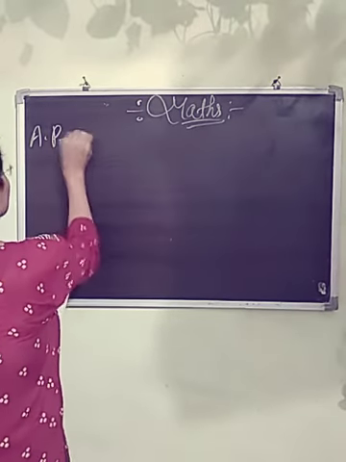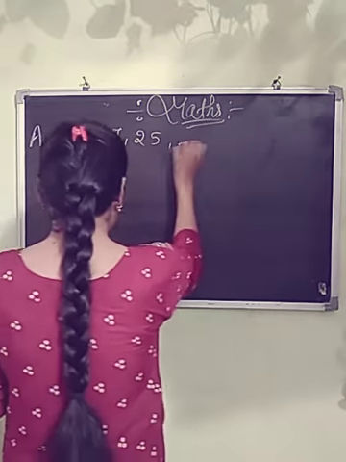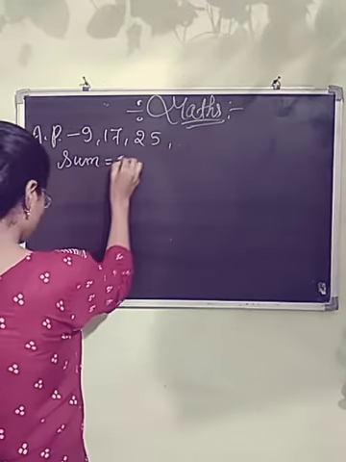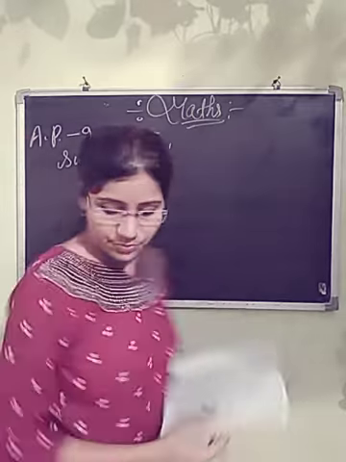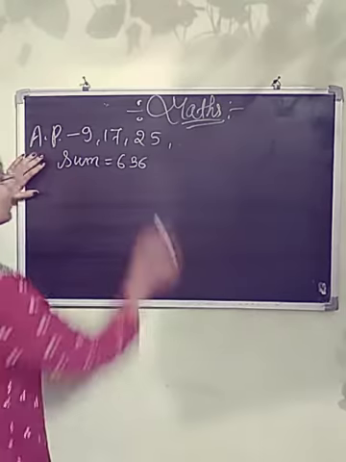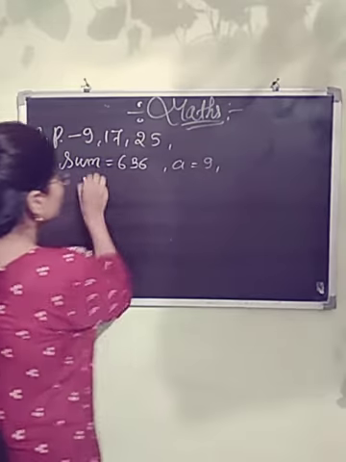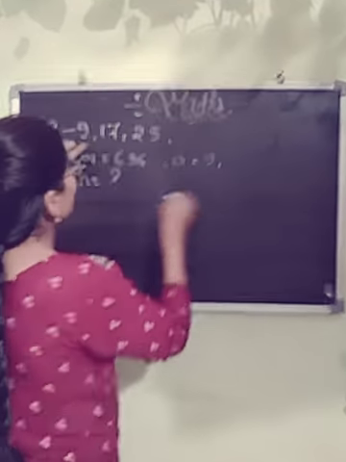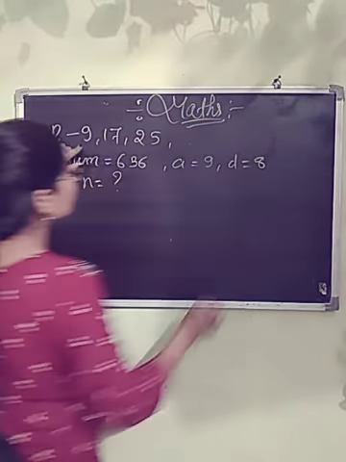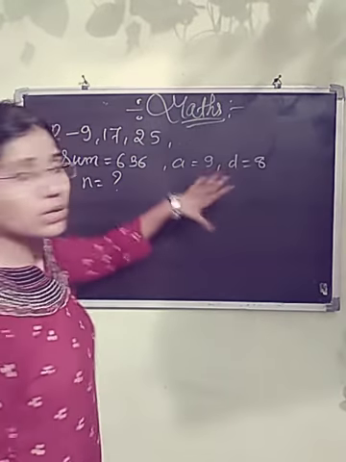Our AP is 9, 17, 25, and the sum is given, sum is 636. Now the basic thing is to check that here a equals 9, n is not given, and we need to find it out. After this, can you find out d? So d will be 8. Anything else that we need?